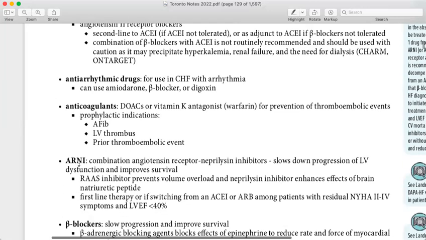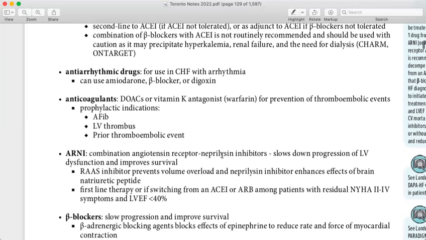and ARNI, a combination of angiotensin receptor neprilysin inhibitors, can be used as first line or when switching from ACE inhibitors. So if you are going to switch, or the ACE inhibitor is contraindicated, then giving ARNI is the preferred one because, as I said, it is first line therapy or can be used when switching from ACE inhibitors.